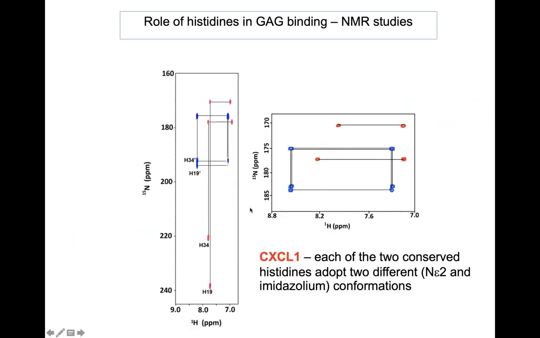But when you come to CXCL1, this has never been observed before. Both the histidines in the free form exist in two conformers. The so-called imidazolium, you can see the blue, and the N epsilon 2 conformer, which I'm showing. We have plotted in different colors so that you can see it, and you can zoom in on this region to see the two peaks. So you have two very similar chemokines, but the state of the histidine imidazole is very different. In one case, it exists in one conformer, in the other case, it exists in two conformers. So what does it mean?